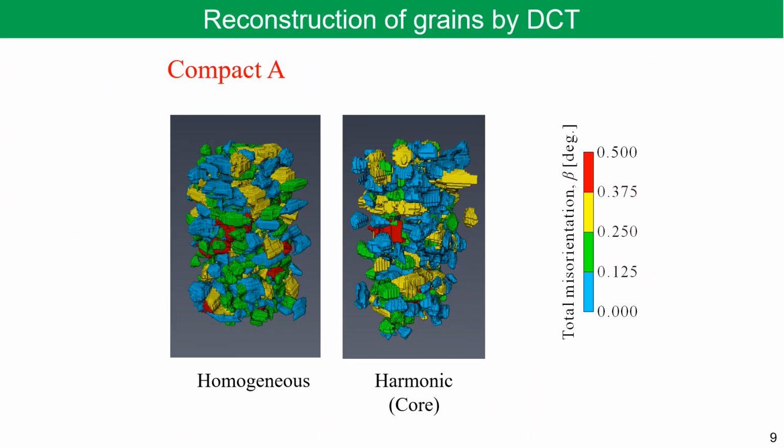These figures are examples of DCT reconstruction of grains in homogeneous and standard harmonic structured materials before tensile test, where colors indicate misorientation of each grain. Most of grains were reconstructed for the homogeneous material, however, only grains in core structure could be reconstructed for harmonic structured material.